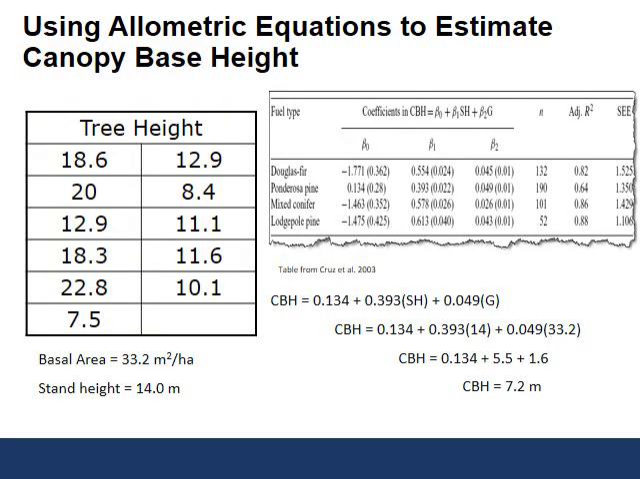We need stand height and basal area to use the Cruz et al. equation. If you recall, in the last lecture we calculated the basal area for the stand to be 33.2 meters squared per hectare, so we will not go over this calculation again. We also need to estimate the stand height, and for this we will use the average tree height. Now we can plug these variables into the ponderosa pine equation and get a canopy base height of 7.2 meters.